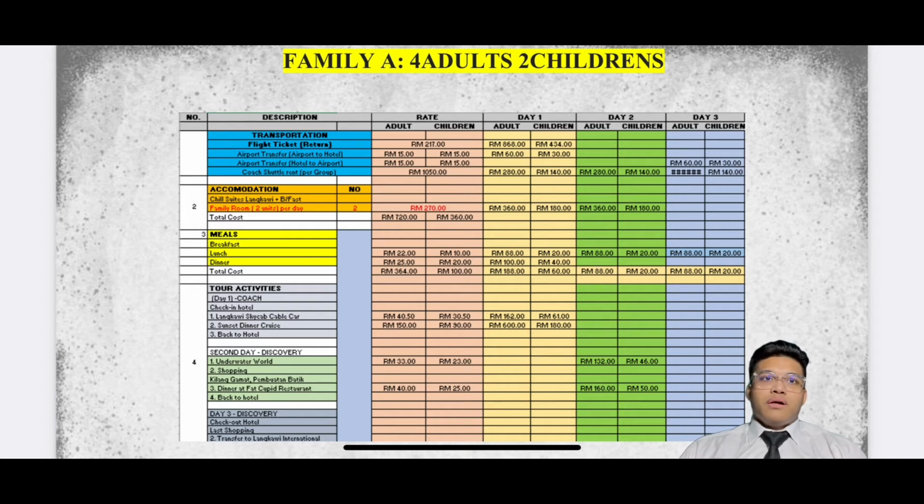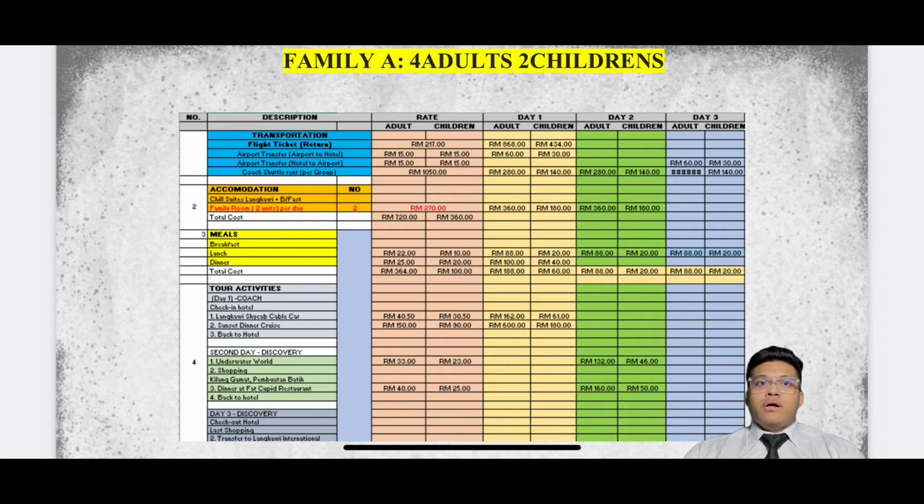For meals, the rate is RM 22 for lunch for adult and children RM 10. Dinner for adult RM 25 and children RM 20. Day 1 for lunch, adult and children RM 88 and RM 20, and dinner RM 100 and RM 40, and also RM 88 and RM 60.